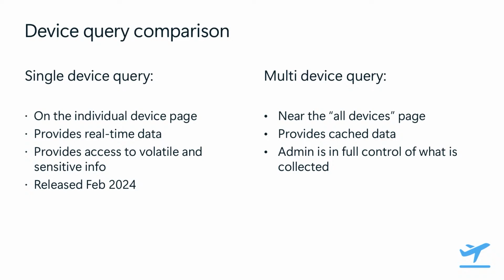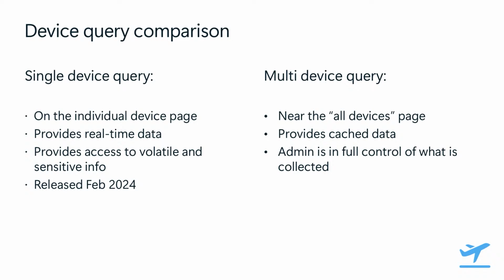And on single device query, you're getting real-time data. So we're calling up the device physically and saying, do you have any information? And because the data will be so fresh, we can provide access to data that would be volatile, so things that might be stale by the time we've collected it in device inventory. We also have access to some sensitive info, things that have enough privacy and security concerns that you probably wouldn't want us to store it even if we could. And single device query released in 2024, so it's been around for a little bit.